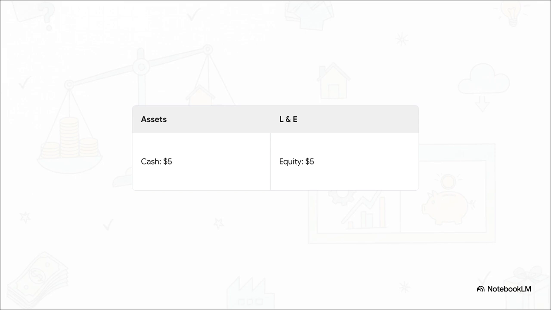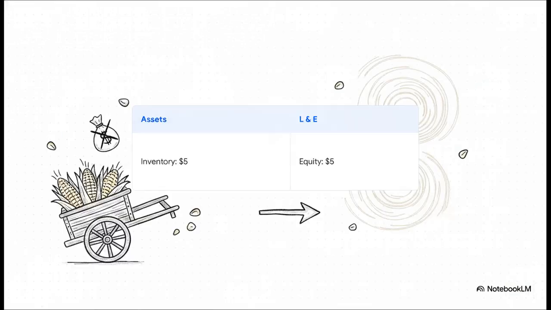But because the business is its own legal entity and it owes that initial seed money back to you, we record a matching $5 owner investment under equity. Look at that, our two realities are perfectly symmetrical. Next, you head down to the local shop and spend that $5 on raw corn.